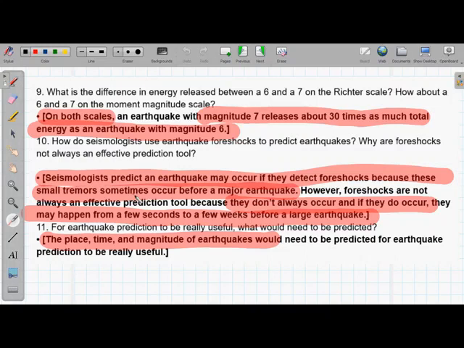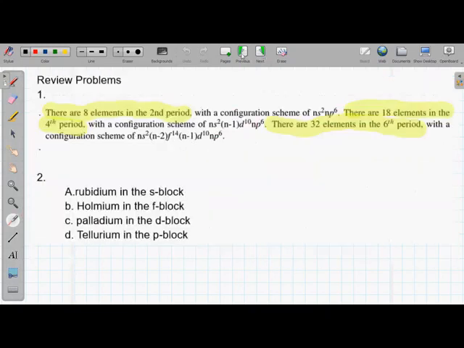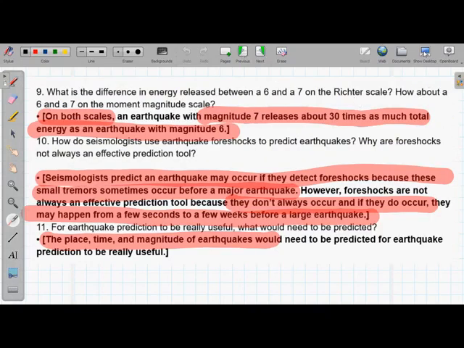It could be a few seconds before the major earthquake. It could be weeks before the major earthquake. We just don't know. Okay. What would be a good, useful prediction? It would have to have the place, time, and the magnitude that the earthquake would be. All right. And so that's that.